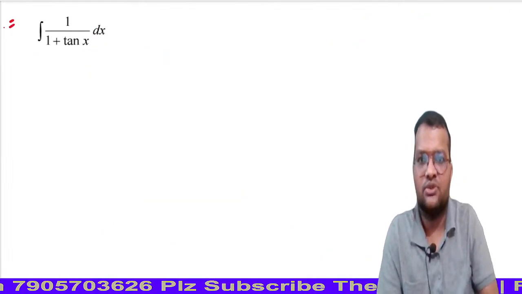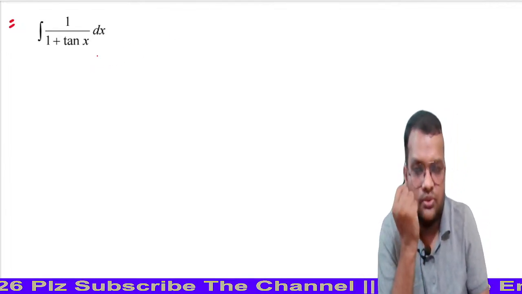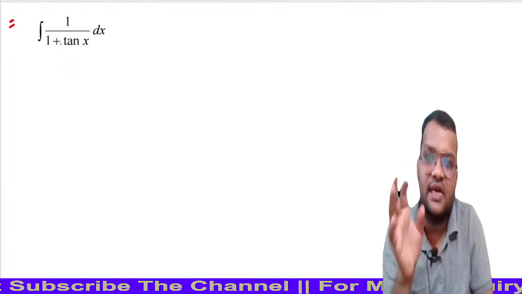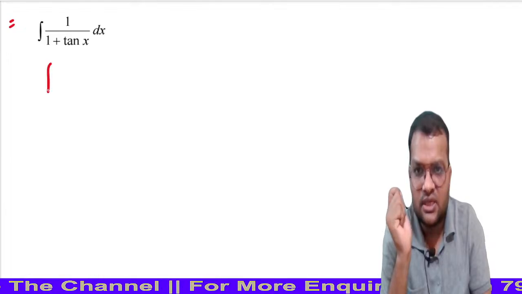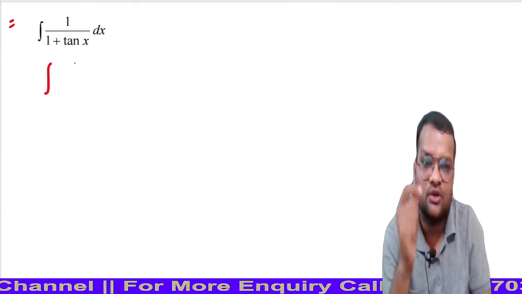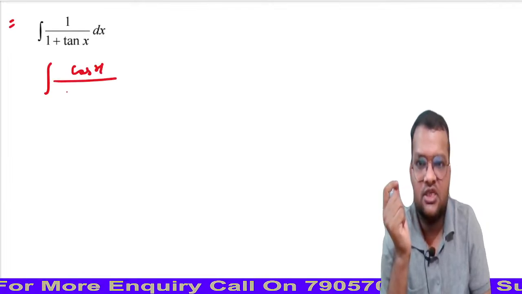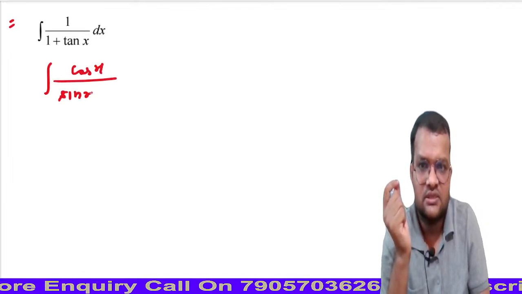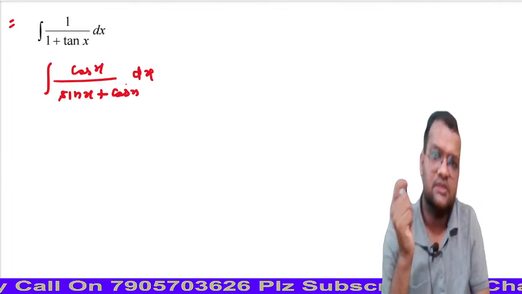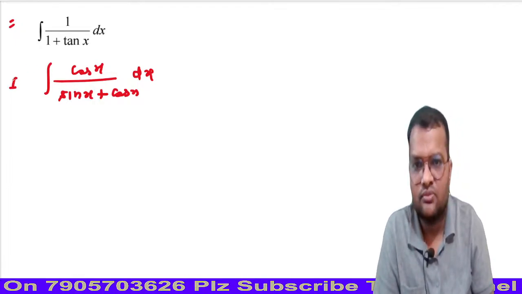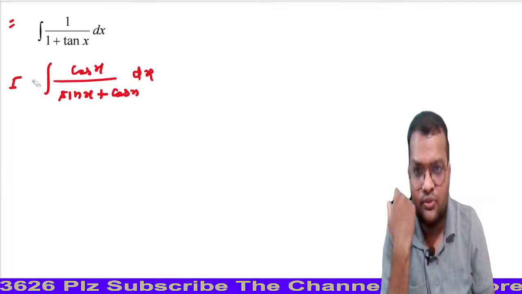This one is the second question. Integrate 1 upon 1 plus tan x. How will you do it? First, you need to break the tan x into simplest form, that is sin x upon cos x. When you break the tan x into sin x upon cos x, it becomes cos x in numerator. In denominator, it becomes sin x plus cos x dx. Okay, simply you can do it. This is the integration.